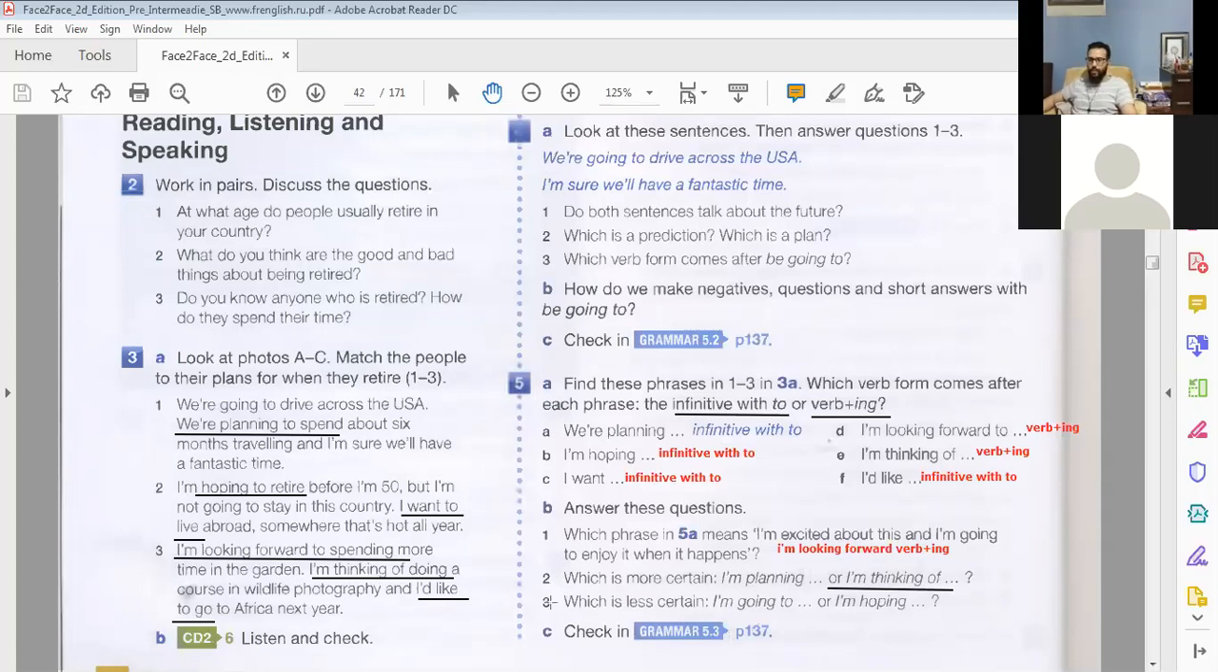Okay, what about number 3? Which is less certain? I'm going to travel, or I'm hoping. Less certain? Yes, I'm going to, or I'm hoping. Which one? I'm hoping. Okay, so I'm hoping is less certain in your opinion. So let's check the summary on page 137. I'm hoping. The second one. All right, okay. Let's see if your answers are correct.